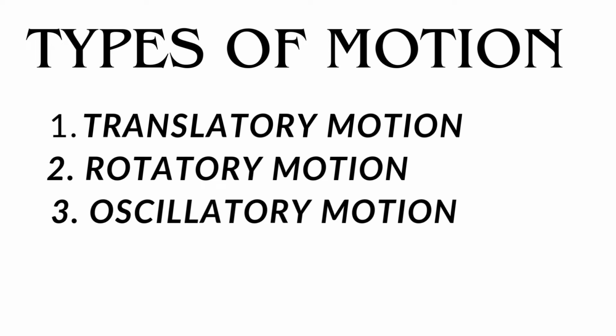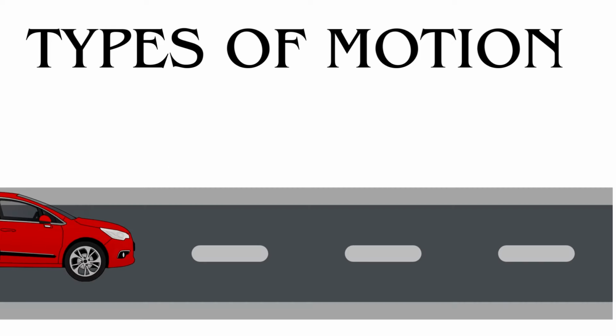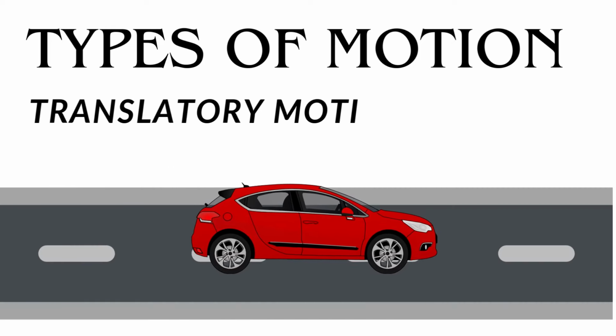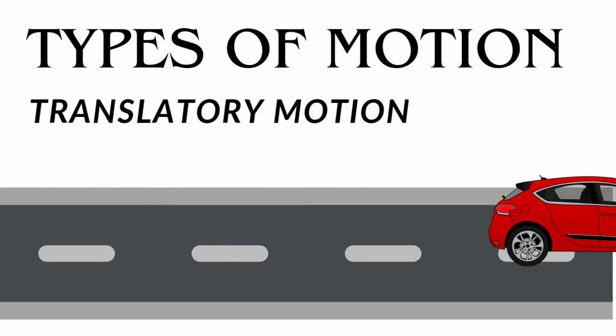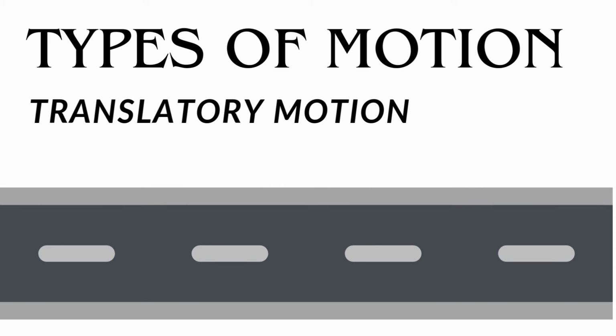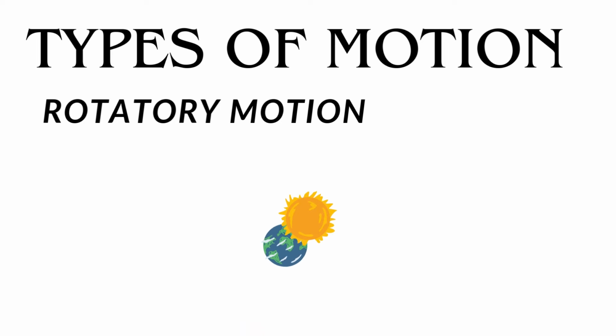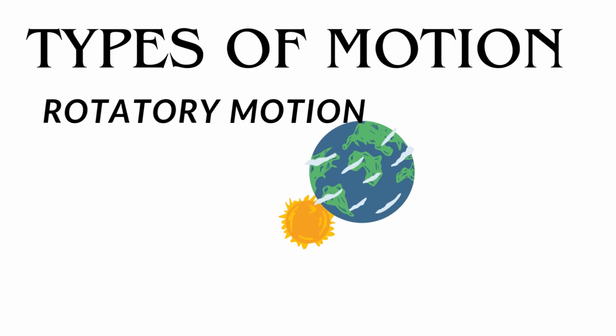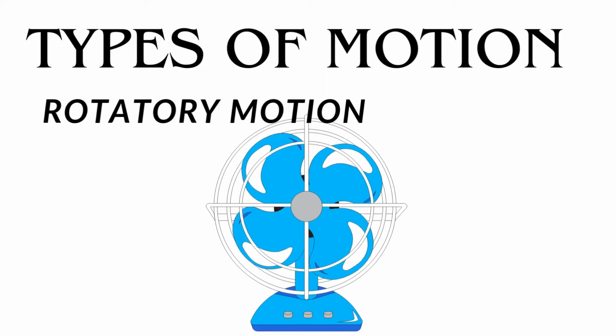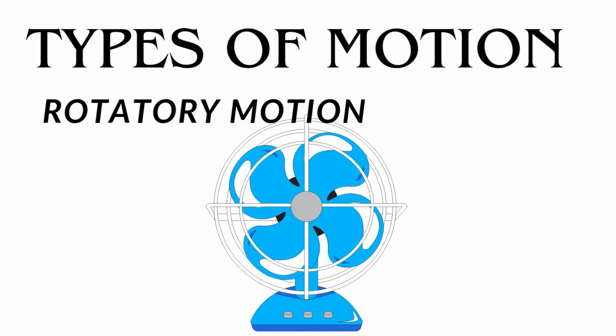Now let's discuss types of motion. There are mainly three types of motion: translatory motion, rotatory motion, and oscillatory motion. Now what is translatory motion? A motion along a straight line, like a car moving on a straight road, is called translatory motion. Rotatory motion is a motion around a center. Example, Earth rotating on its axis, or the movement of fan blades, as we discussed earlier.